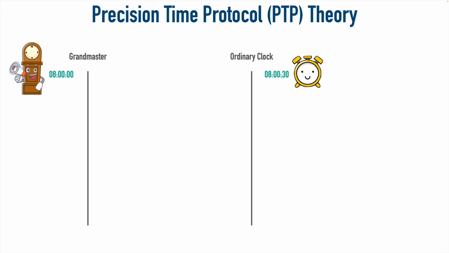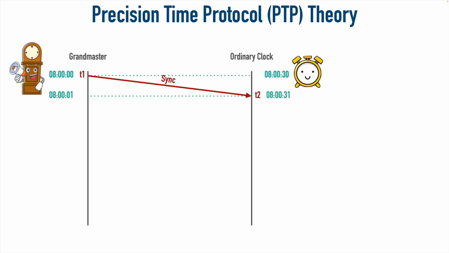The big question is, though, how does that ordinary clock know that it should adjust its time by 30 seconds? Well, let's go through this. Periodically, the Grand Master Clock is going to send out sync messages. And we'll say that it sends out a sync message at exactly 8 o'clock and 0 seconds. Well, when that sync message arrives, the ordinary clock says, I just received a sync message, and according to my clock, the time is 8 o'clock and 31 seconds. And the ordinary clock is going to assign that a value of T2.